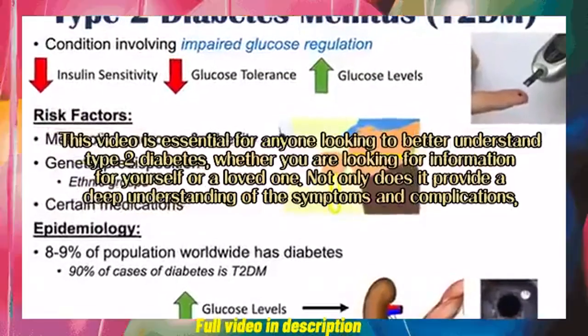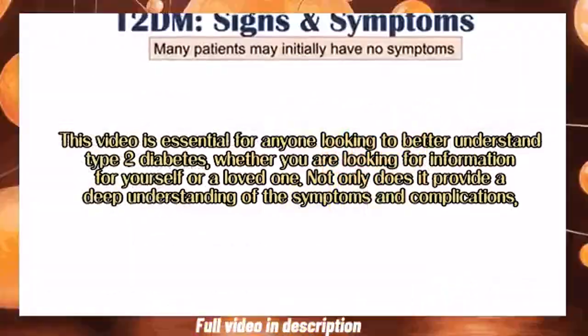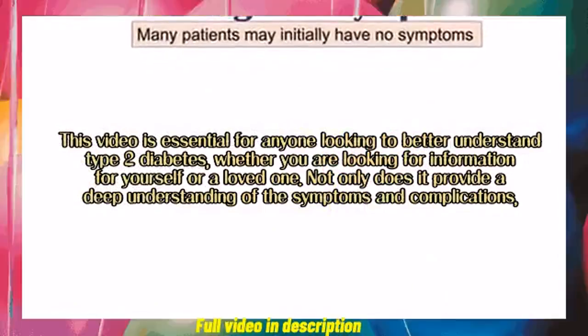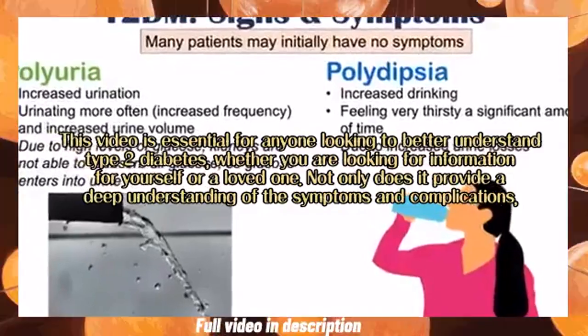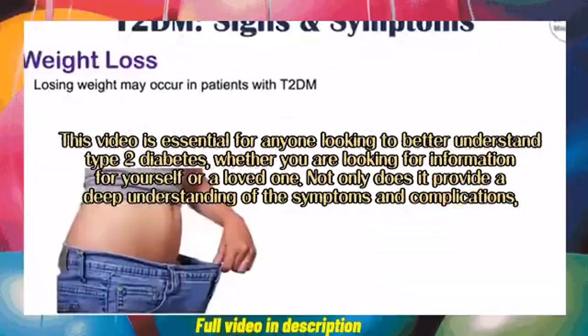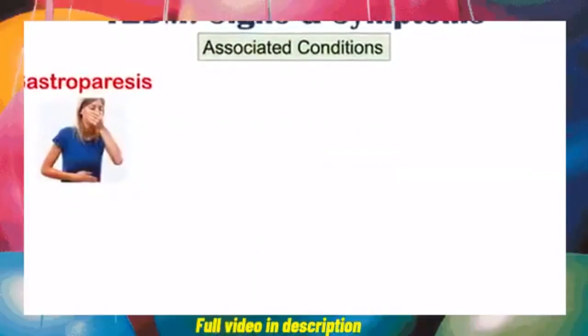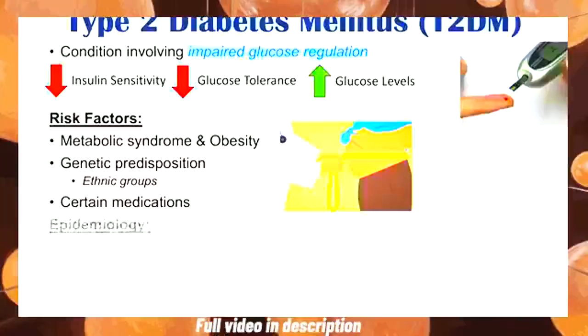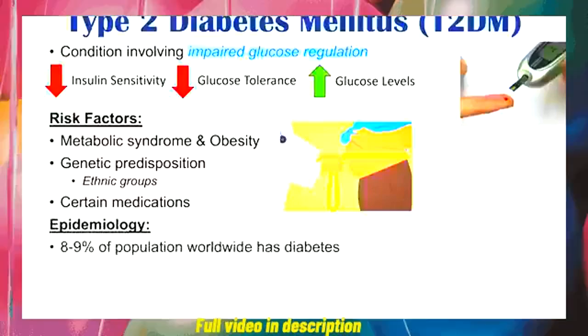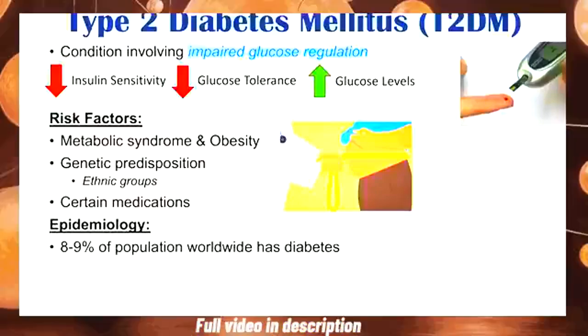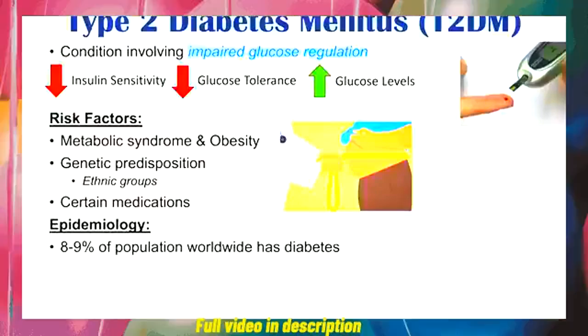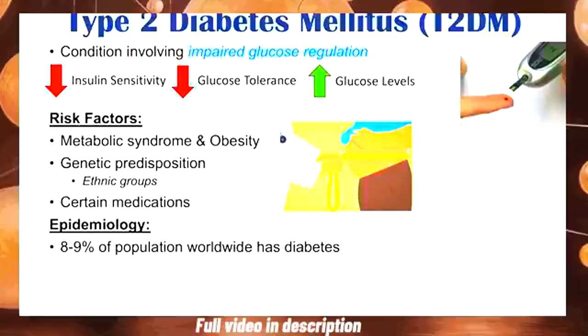This video is essential for anyone looking to better understand type 2 diabetes, whether you're looking for information for yourself or a loved one. Not only does it provide a deep understanding of the symptoms and complications, some antipsychotic medications. Now, the epidemiology of type 2 diabetes reveals that it is a very, very common condition. 8 to 9% of the world population has diabetes.